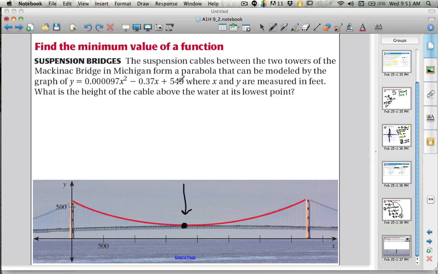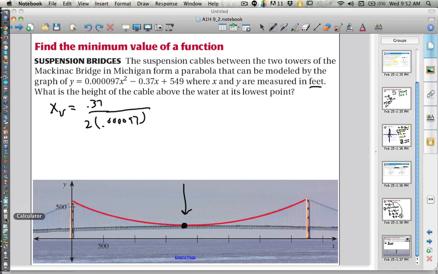Okay, and so they've given me this equation. X and Y are in feet, so I know my units of measure. The height of the cable at its lowest point. We're talking about the y coordinate of the vertex. So I know the x coordinate of the vertex will be the opposite of b. B is negative 0.37. So it's going to be 0.37 divided by 2 times a, which is 0.000097. That's kind of an awkward number. But I've got a calculator. I can do that.